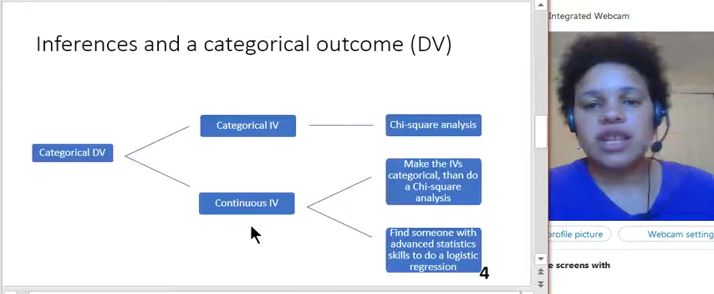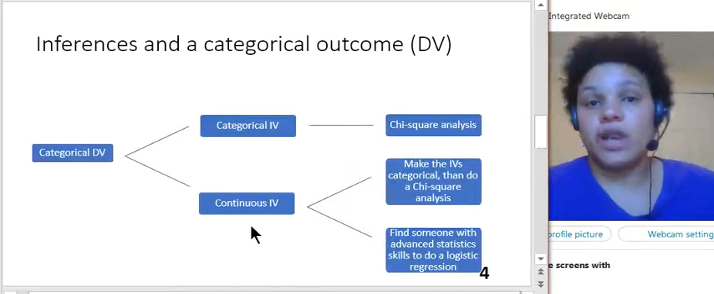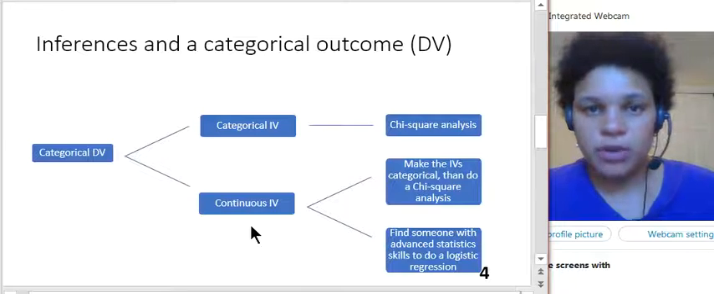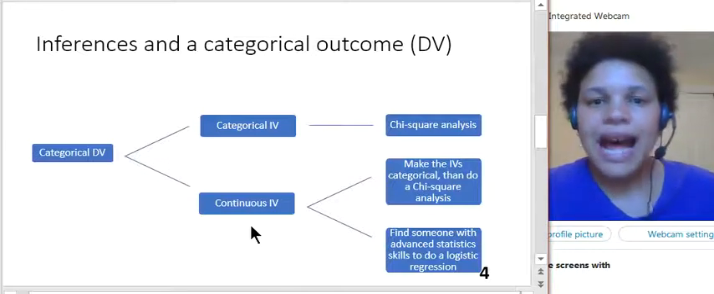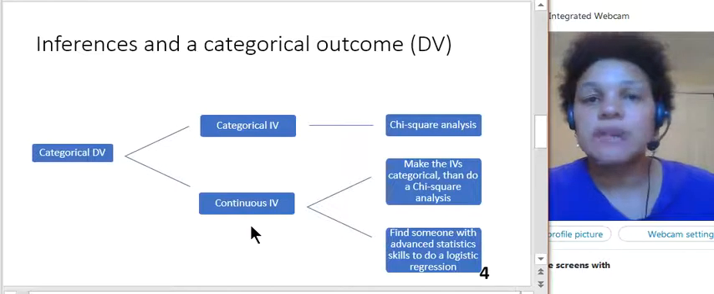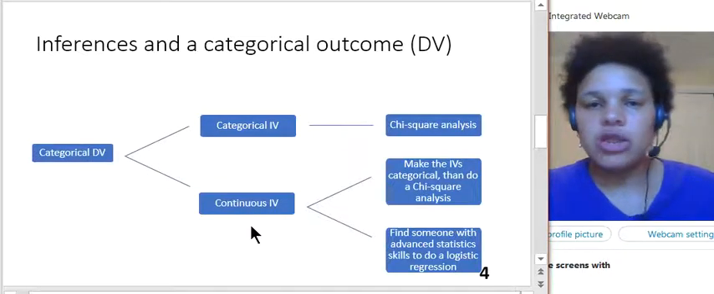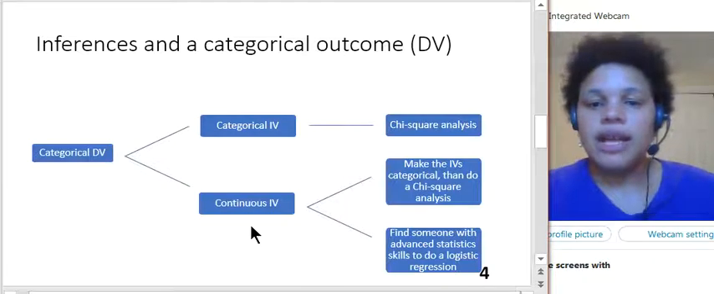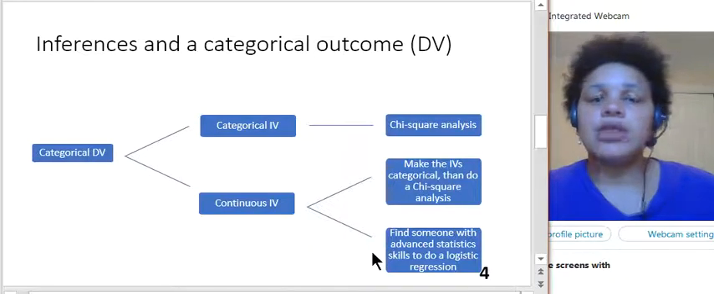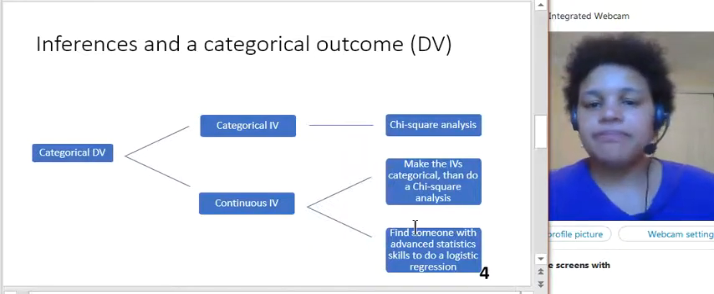And logistic regression is a way of inferring when you have a continuous independent variable and a categorical dependent variable. And it generates odds ratios, which was mentioned in your text. You can calculate odds and probabilities and odds ratios with a contingency table. But the odds ratios you get from logistic regression, you're able to apply to a population. Okay. All right.